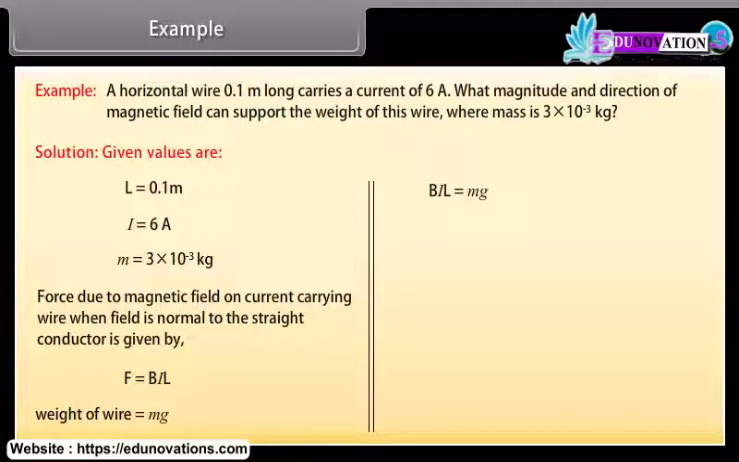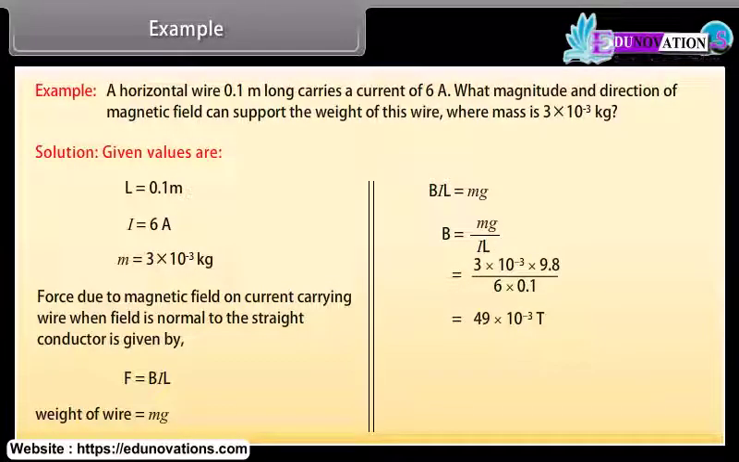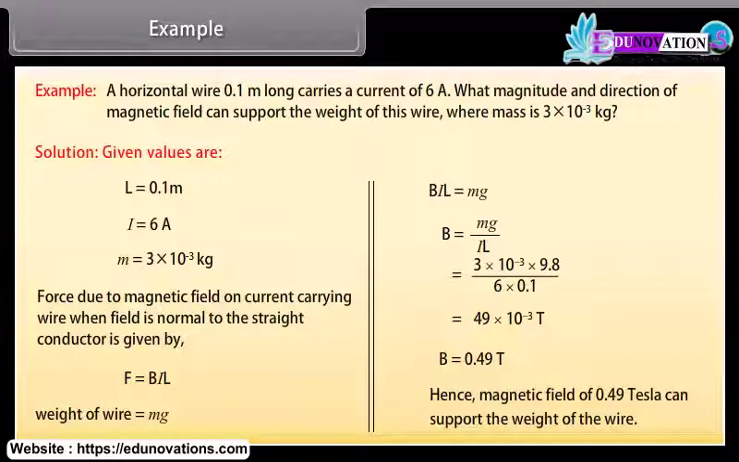BIL = mg, which can be written as B = mg divided by IL. By putting the values and calculating, we get the value of B = 0.49 Tesla. Hence, a magnetic field of 0.49 Tesla can support the weight of the wire.